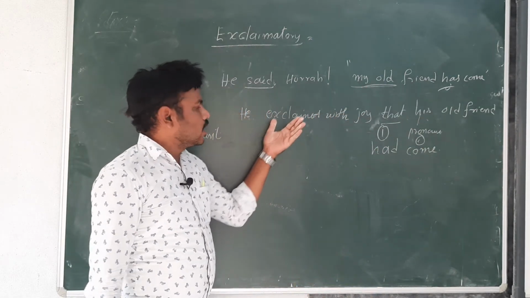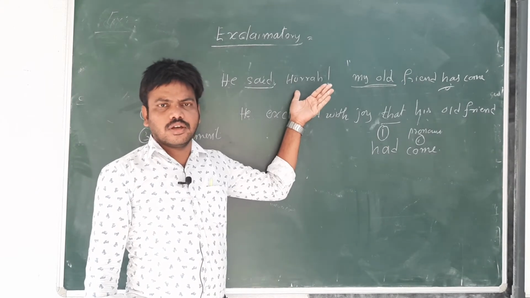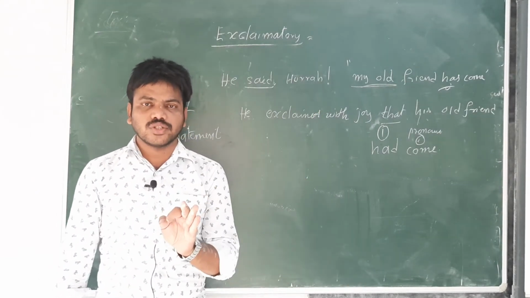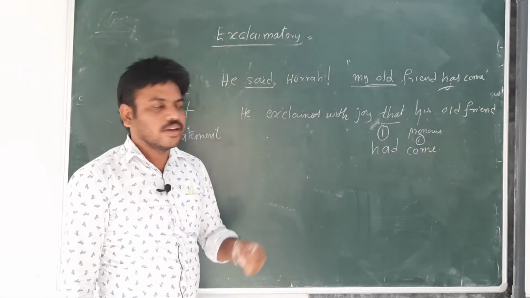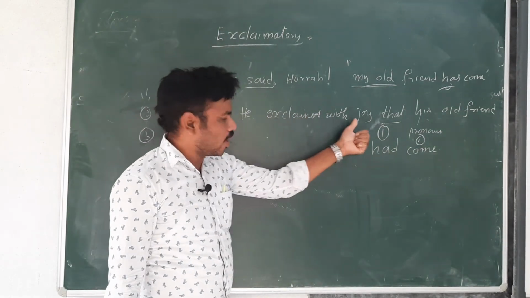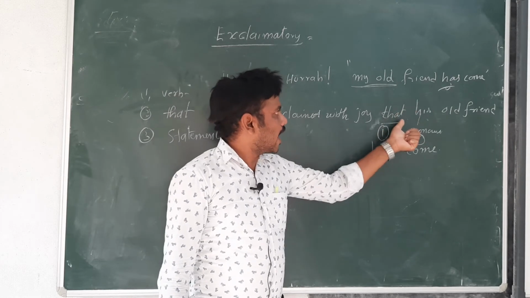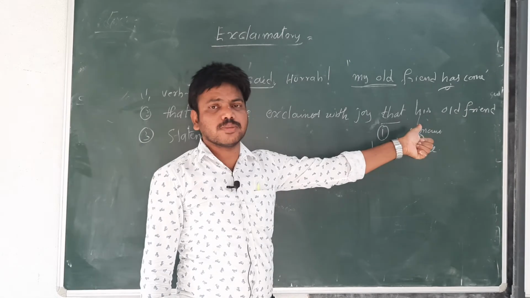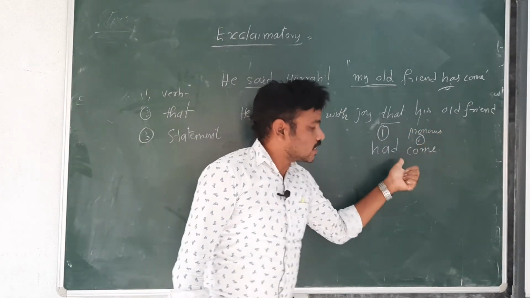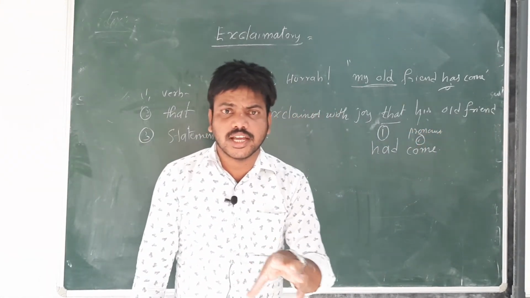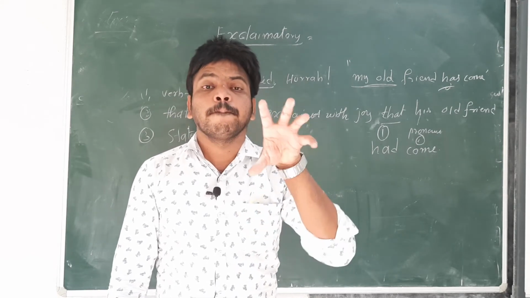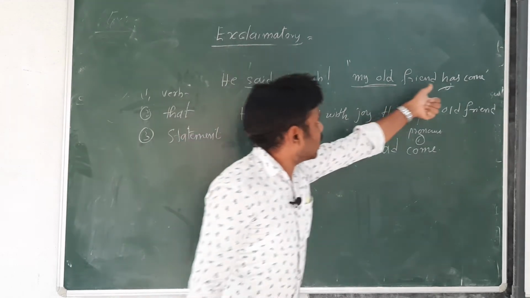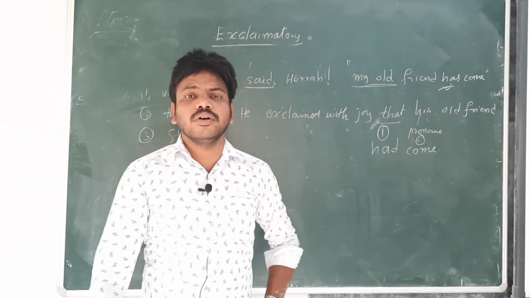Since it is showing the meaning of happiness, we should write joy. So he exclaimed with joy that his old friend, changing the pronoun. It is a present perfect tense. Listen carefully once again. Present perfect tense will become past perfect tense, so has or have will become had. What is here? Has. So has will become had.